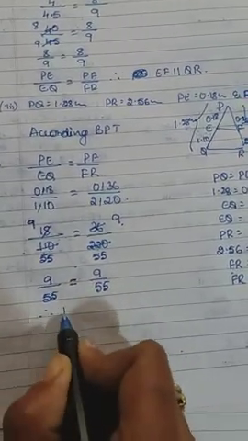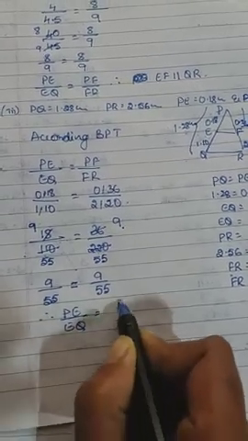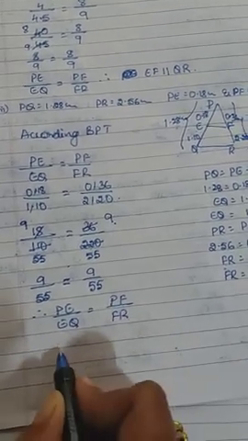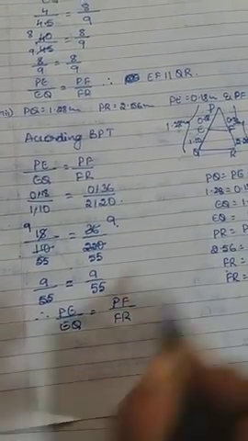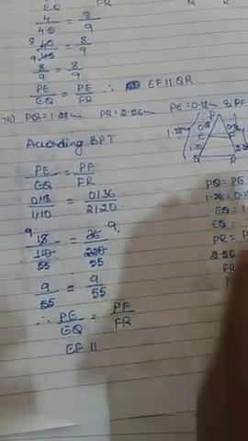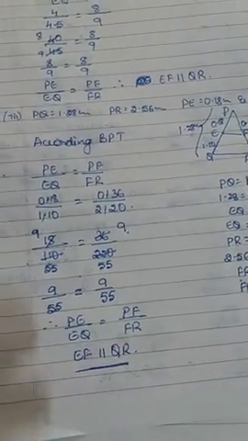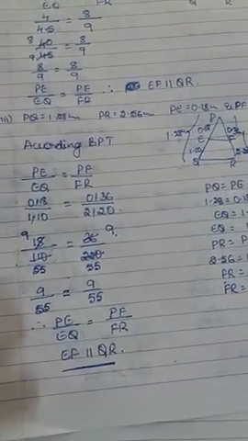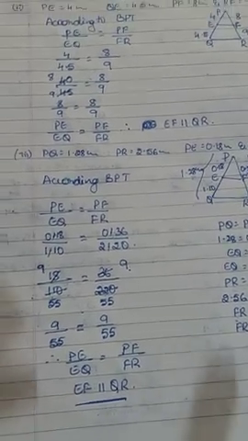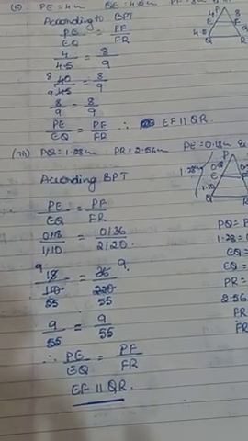Therefore we can write PE divided by EQ equals PF divided by FR. If both are equal, what can we conclude? EF is parallel to QR. So in two cases EF is parallel to QR, and in one case EF is not parallel to QR. Hope you understand. So tomorrow we will do the next sum. Thank you all.